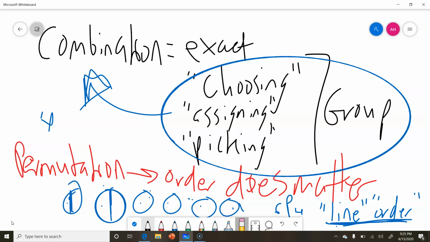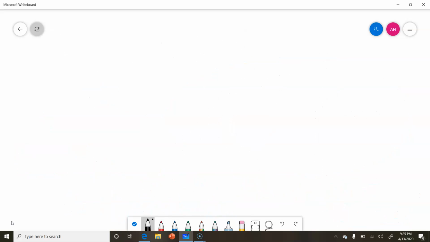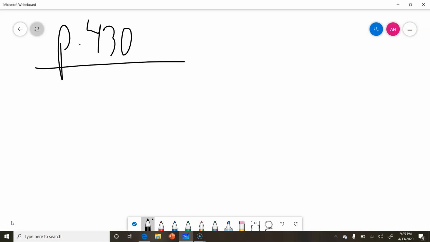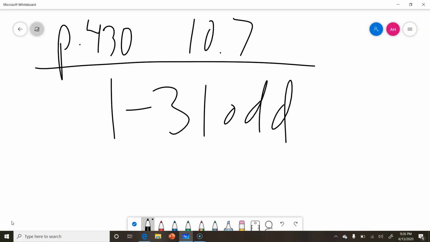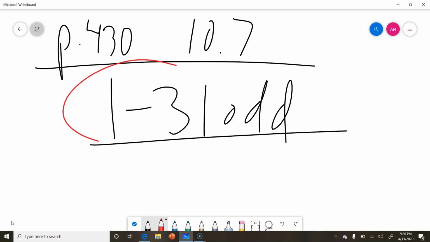Okay, so homework for today is on page 430. Can you guys believe it? We've already made it to page 430 on 10.7. And we are doing 1 through 31 odd. That's it. That's all we're doing for the homeworks tonight. So hopefully that doesn't confuse you too much, especially with the other video. I hope that makes sense.